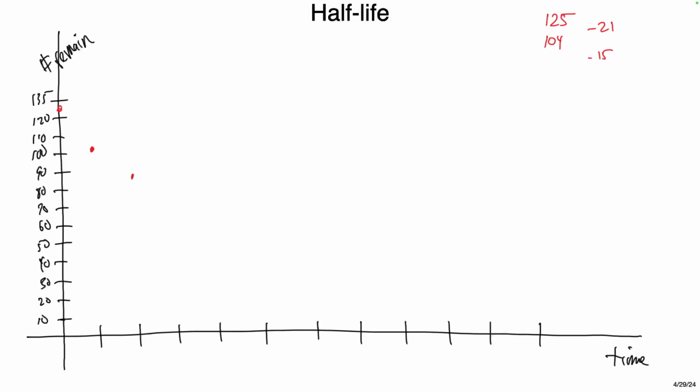So that's kind of interesting. The first time we rolled, we had 21 decays. But now we have fewer dice, and then it was 15. So that kind of tracks a little bit. We'd expect that to happen. Okay, roll again.